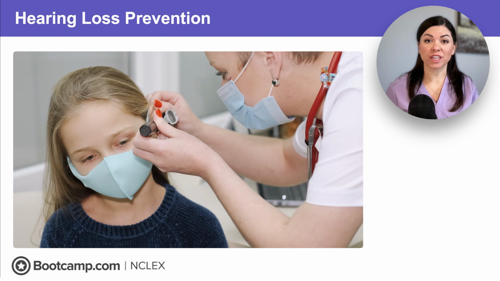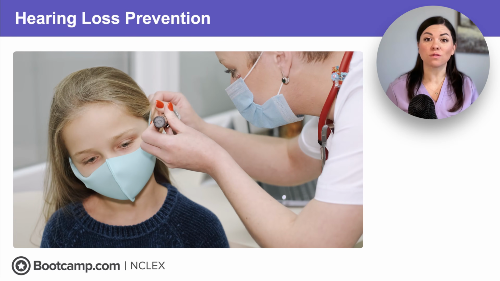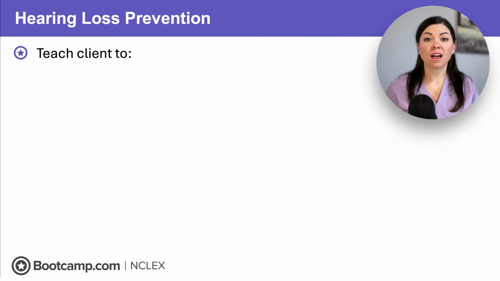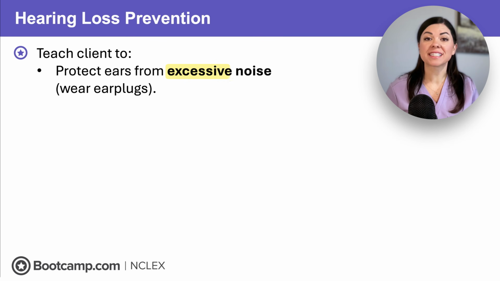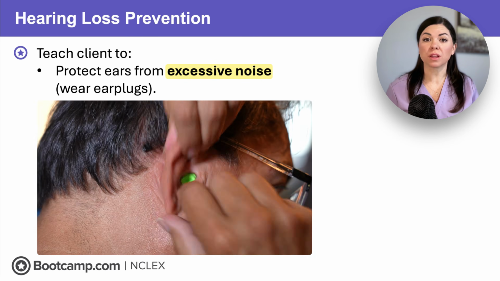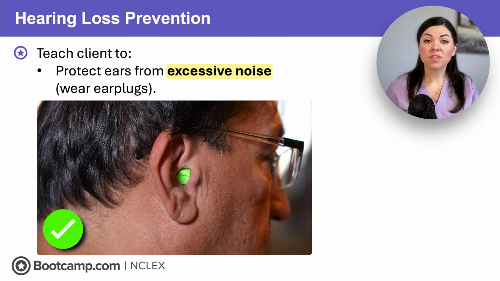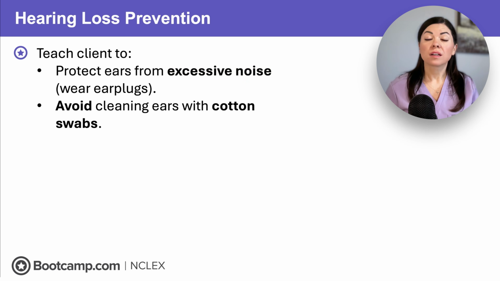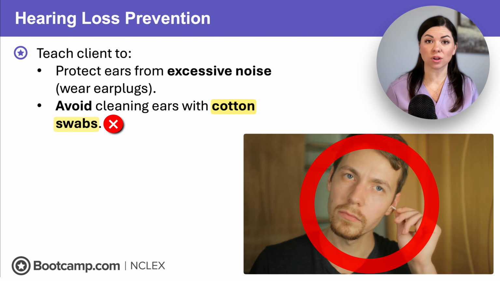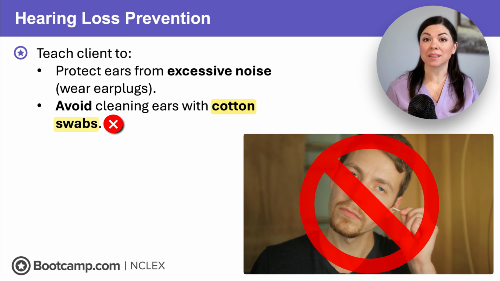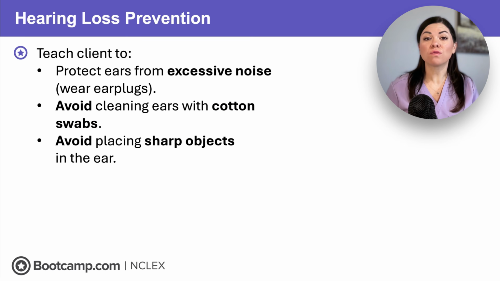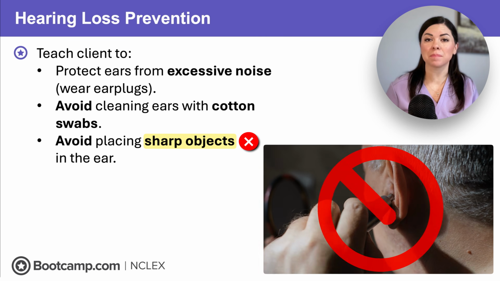NCLEX will start with prevention because a lot of hearing loss is avoidable. We must teach clients to protect ears from excessive noise. Clients should wear earplugs around loud sounds, and they should avoid loud volumes. Clients should also avoid cleaning ears with cotton swabs because this can actually push wax deeper into the ear canal and lead to an earwax impaction. And finally, they should avoid placing sharp objects in the ear because they can actually perforate that tympanic membrane.